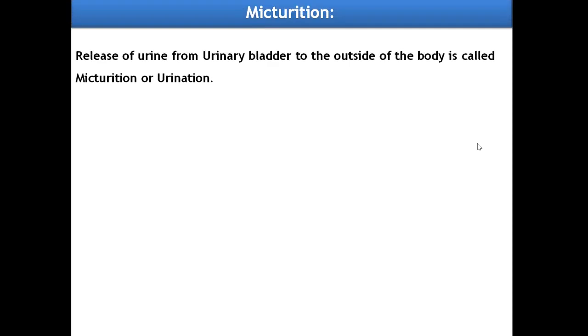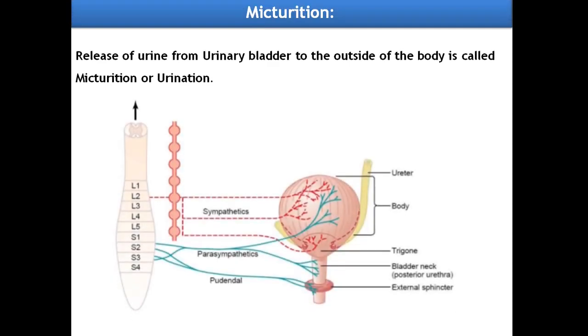Moving on to the next topic, that is micturition. Release of urine from the urinary bladder to the outside of the body is called micturition or urination. The urine is temporarily stored in the bladder, and there are two sets of circular sphincter muscles in the bladder. Both sphincter muscles are constricted and close the exit of the bladder when it is filling up. The ureters bring the urine from the kidneys to the urinary bladder. When it is filling up, both the sphincters are closed.